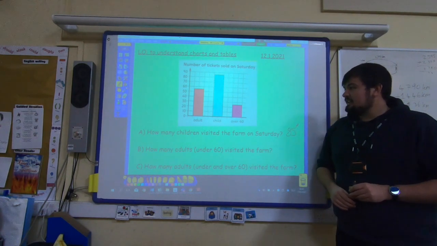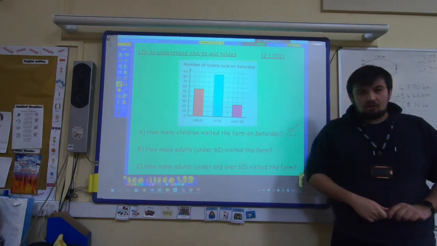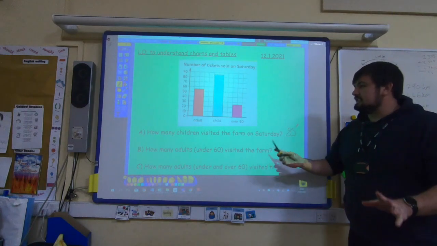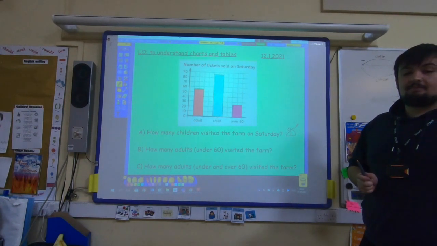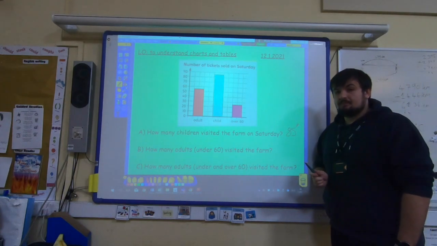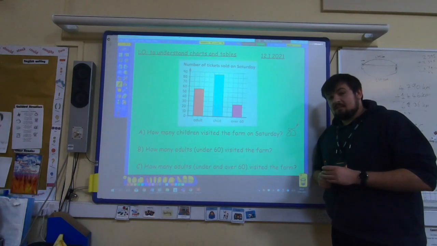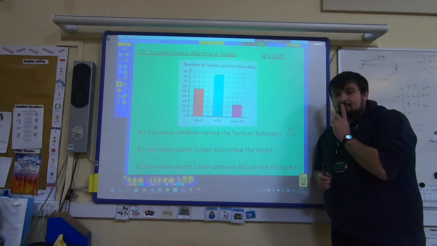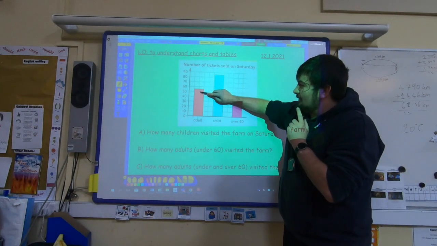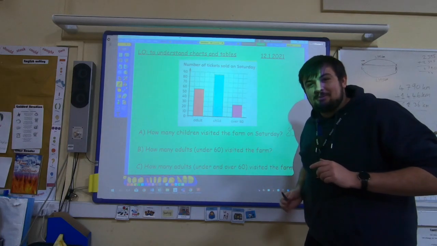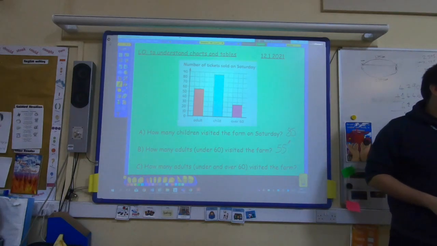Red. Yeah, the red. Why wouldn't it be the purple? Because that says over 60. Yeah, because they're adults over 60. So we're looking at adults under 60, so it's the red. What's my answer? Tell me your answer and we can work it out. 55, yeah. We can see it's halfway between 50 and 60, halfway between 55. Trust yourself, Freya. You did get it right.